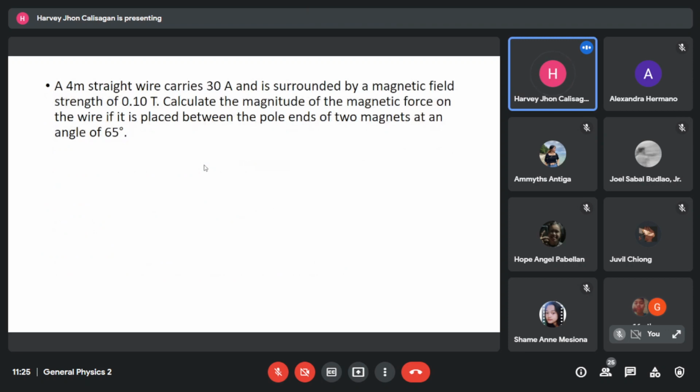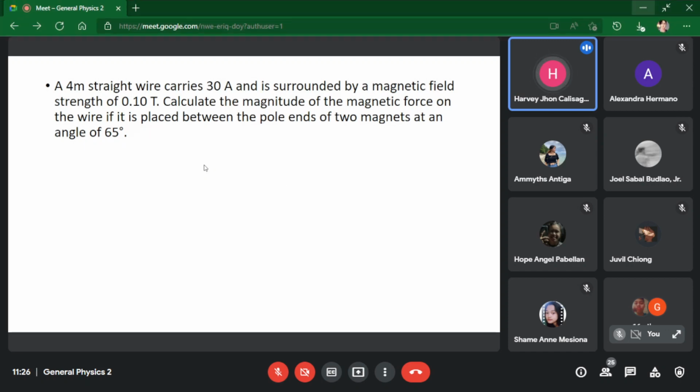Okay, how about this one? Can we answer this one, class? What if you have a 4-meter straight wire that carries 30 ampere and it's surrounded by a magnetic field strength of 0.10 Tesla? Calculate the magnitude of the magnetic force on the wire if it is placed between the pole ends of two magnets at an angle of 65 degrees. Try to answer that one.